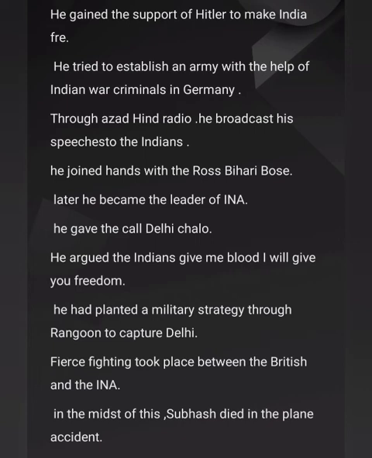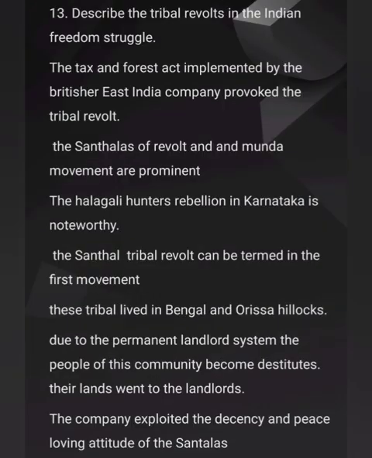He gave the call Delhi Chalo. He told the Indians, give me blood, I will give you freedom. He had planned a military strategy through Rangoon to capture Delhi. Fierce fighting took place between the British and the INA. In the midst of this, Subhash died in a plane accident.